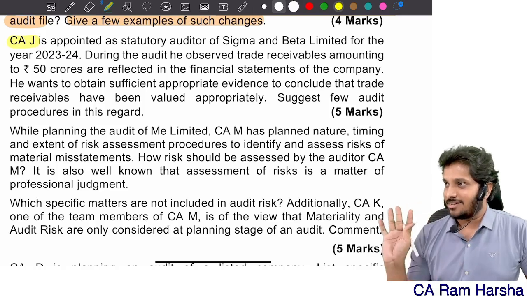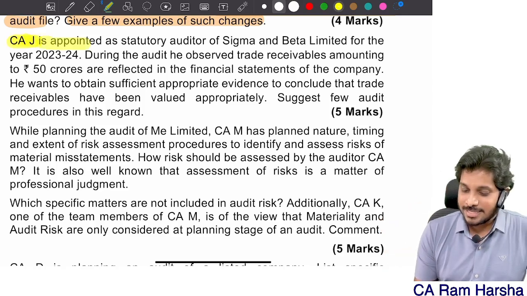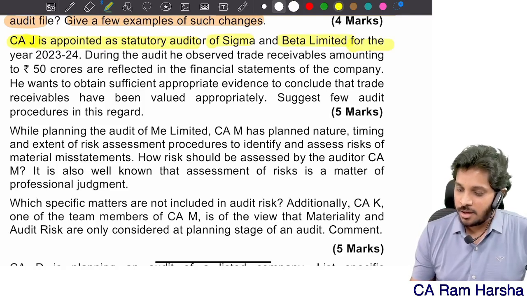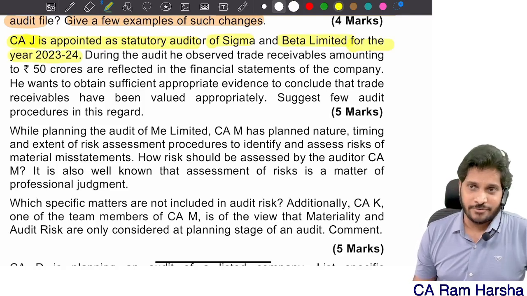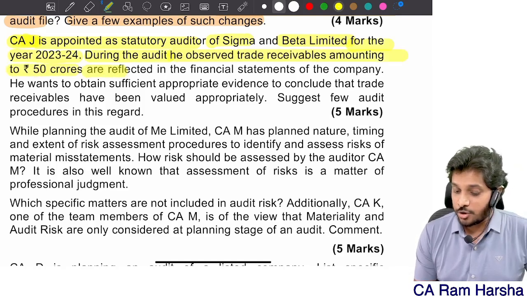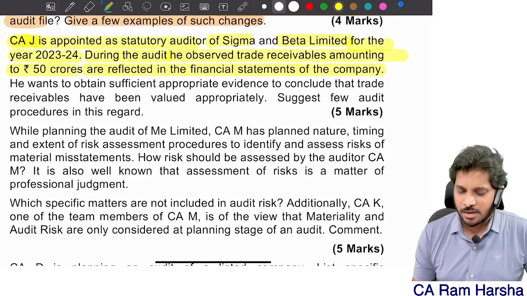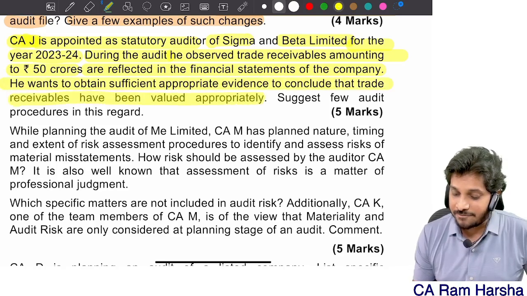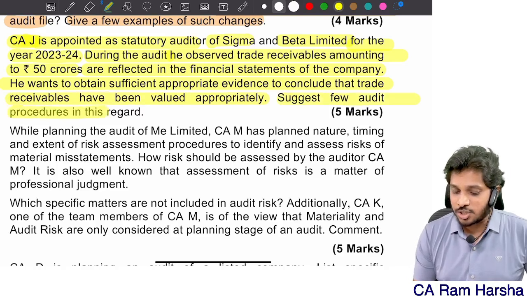You have to study. Taj is appointed as statutory auditor of Sigma and Beta Limited for the year 23-24. During the audit, he observed trade receivables amounting to 50 crore reflected in the financials of the company. He wants to obtain sufficient appropriate audit evidence to conclude that trade receivables have been valued appropriately. Suggest a few audit procedures.